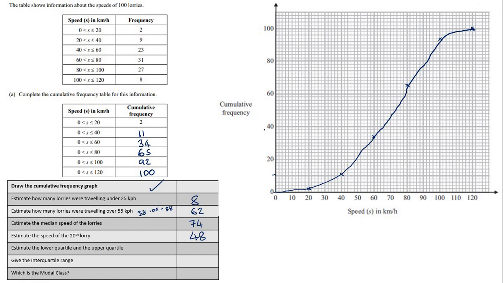The lower quartile, a quarter of the way into the data, go across from 25th down to about 52. The upper quartile from 75 across and down will get to about 86. So the interquartile range will be 86 take away 52, which is going to be 34. And your modal class, your most common class, is this one here: lorries travelling between 80 and 100.